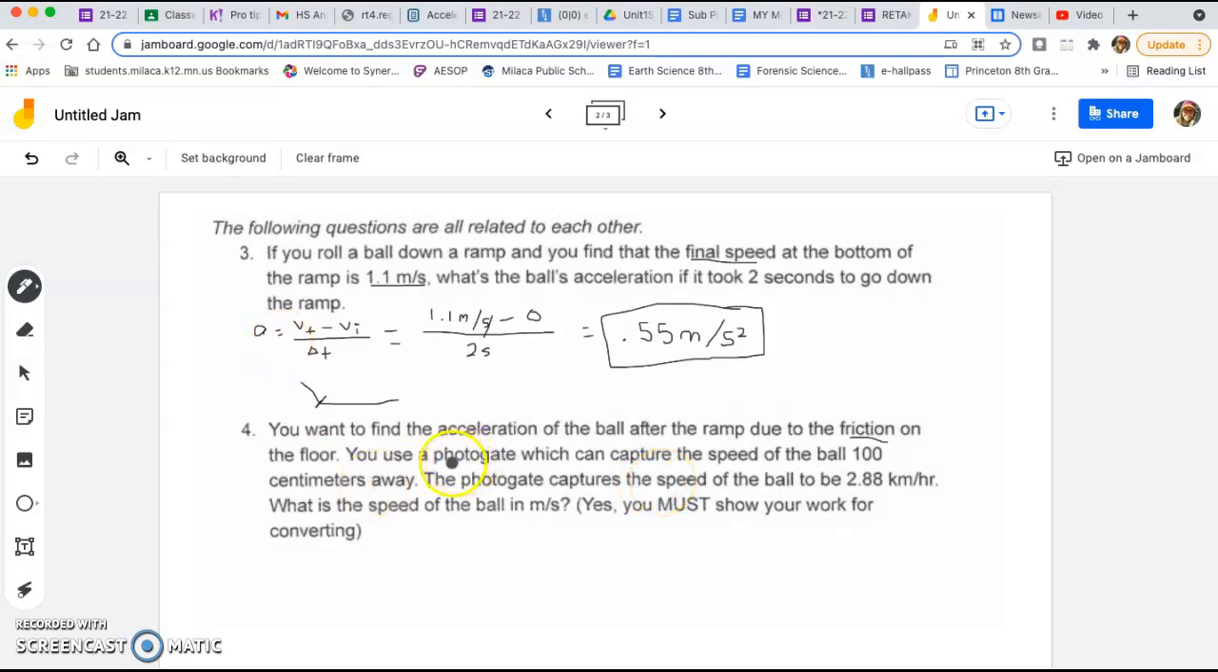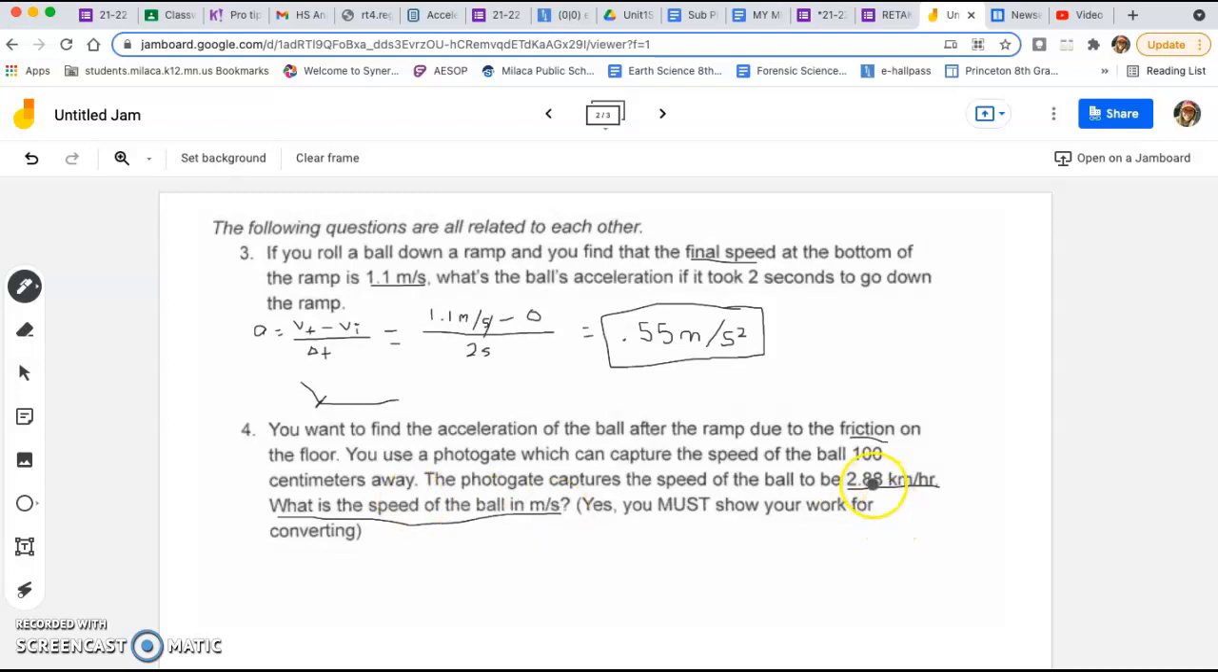It says you use Photogate. It doesn't really matter what Photogate is. All that Photogate is telling you is that it can capture the speed of the ball at 100 centimeters away. And Photogate captured the speed of the ball to be 2.88 kilometers per hour. Okay, so that is what you need to know out of all of that: the speed of the ball was 2.88 kilometers per hour. It says, what is the speed of the ball in meters per second? So that's all number 4 wants to know. So all this is a conversion question. Okay, that's all that this is.